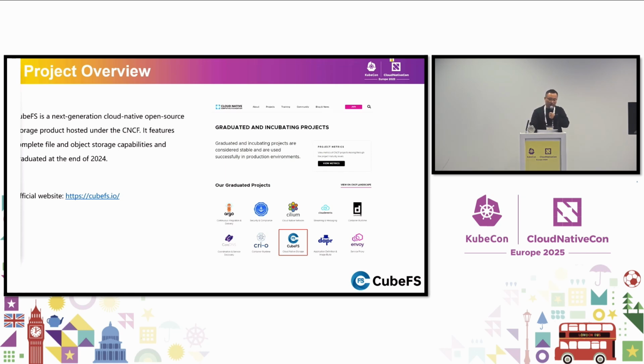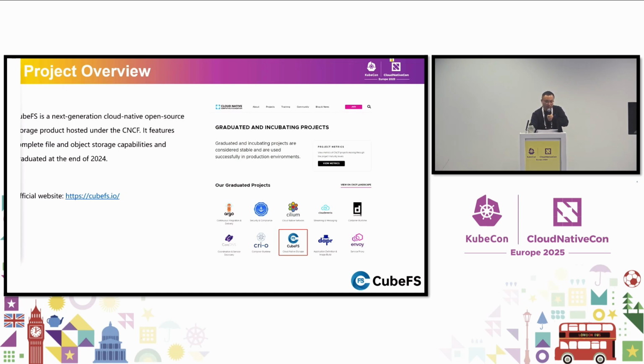CubeFS is a next-generation cloud-native storage system. CubeFS joined the CNCF in 2019. After about 5 years of development, we released around a dozen versions in the past few years. Finally, at the end of last year, we graduated from CNCF. The picture is from the CNCF website.